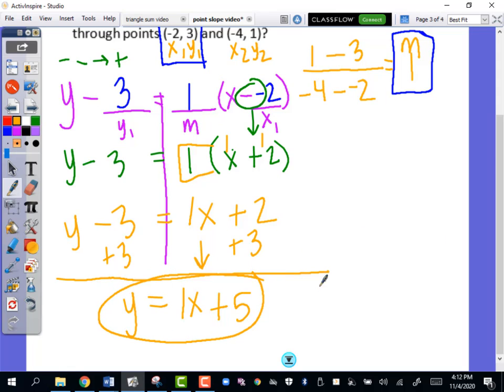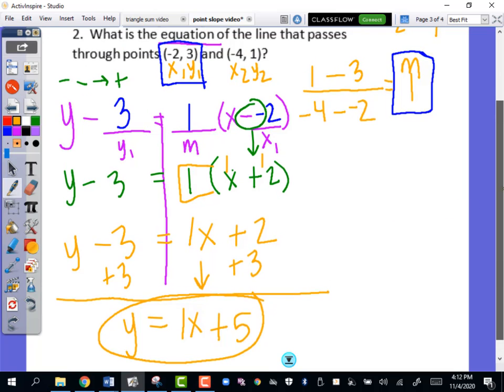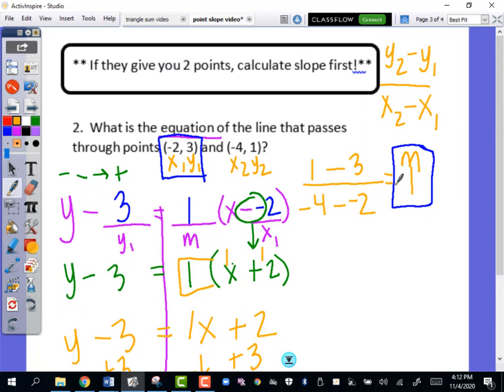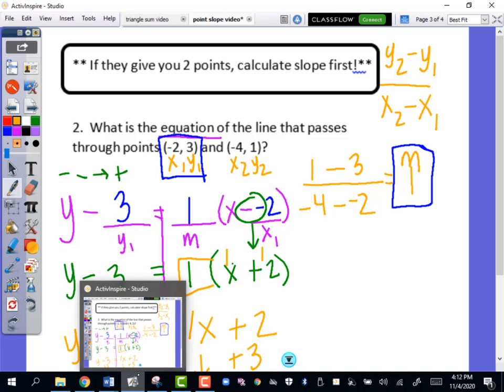So the only new step was that I had to find the slope first. So I had to do an extra process before I could do all of this. Okay. Go ahead and start today's practice.